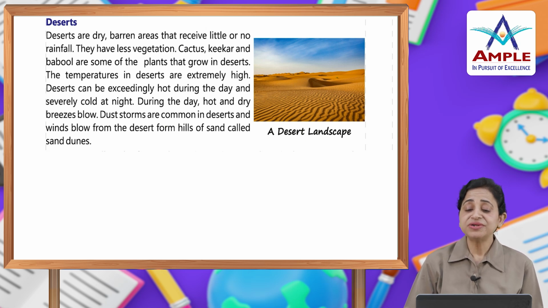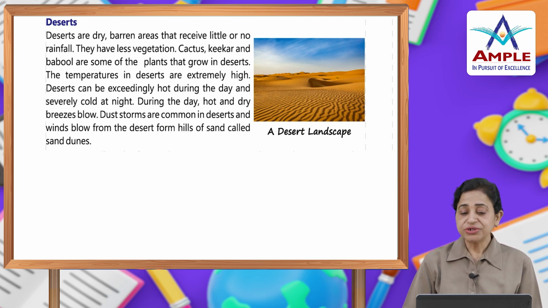The temperatures in deserts are extremely high. Deserts can be exceedingly hot during the day and severely cold at night. During the day, hot and dry breezes blow.